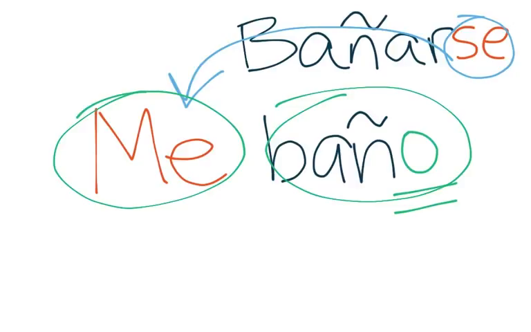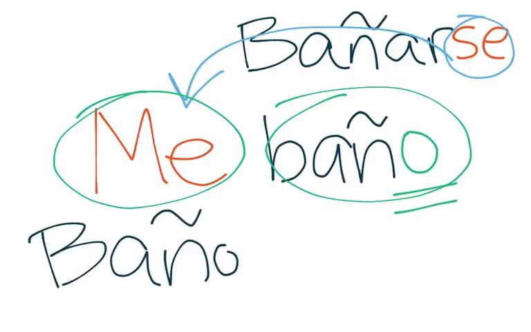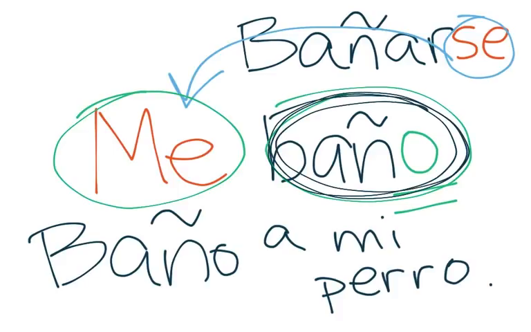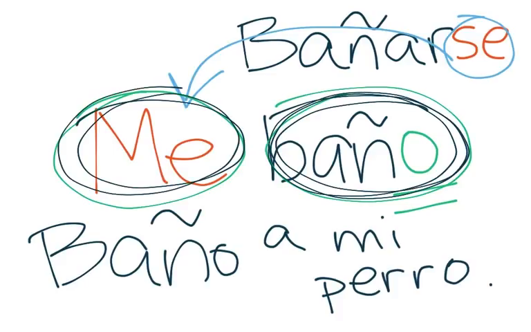This is different from yo baño a mi perro. That's I give my dog a bath or I bathe my dog. That's totally fine. Great sentence. But it's not what you're wanting to express if you're the one doing the bathing and the person being bathed is yourself. The same thing applies for somebody else, except the me changes to a se.